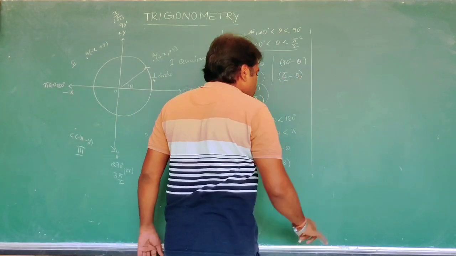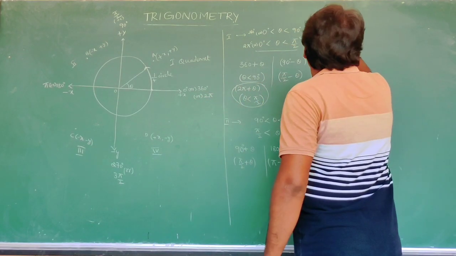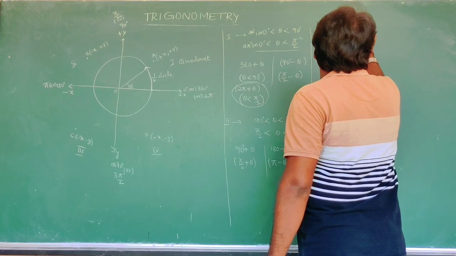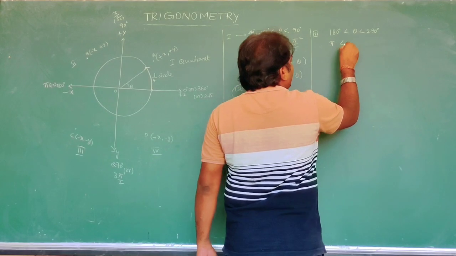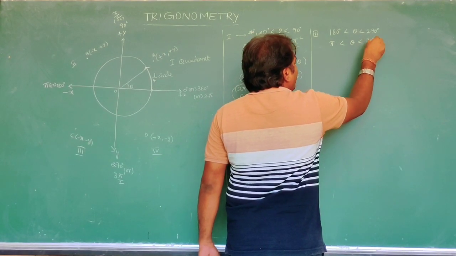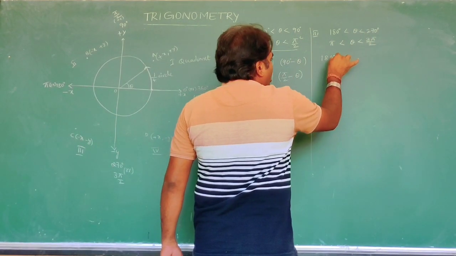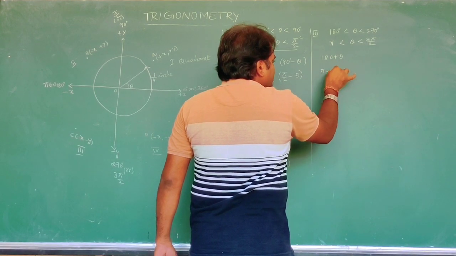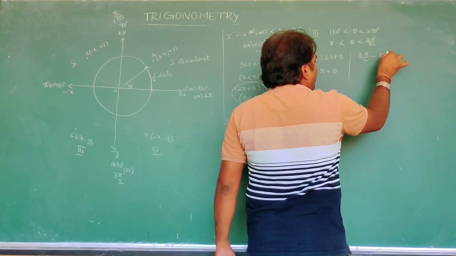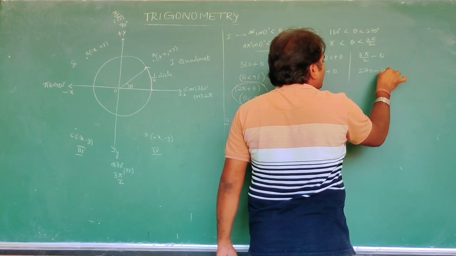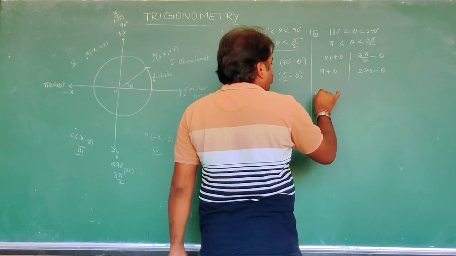Now we are going to the third quadrant. In the third quadrant, theta lies between 180 degree and 270 degree. That is, 180 means pi radian less than theta less than 3 pi by 2. That means 180 plus theta or pi plus theta, or 3 pi by 2 minus theta or 270 minus theta. This is the third quadrant.